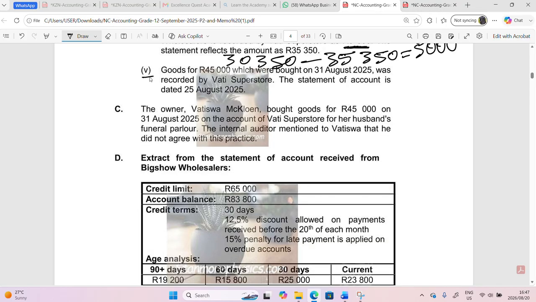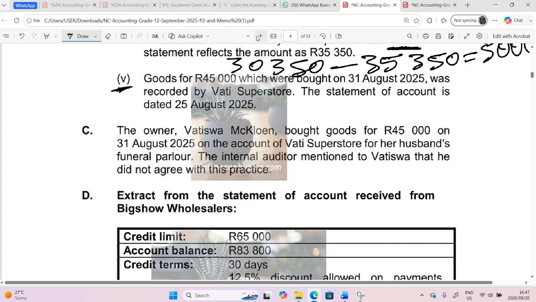The last information we have: goods for 45,000 which were bought on 31st August 2025 was recorded by Fati Superstore. The statement of account is dated 25 August. Okay, we bought goods on credit here. If we're buying goods on credit, guys, just know that that should increase the amount owed to the supplier.